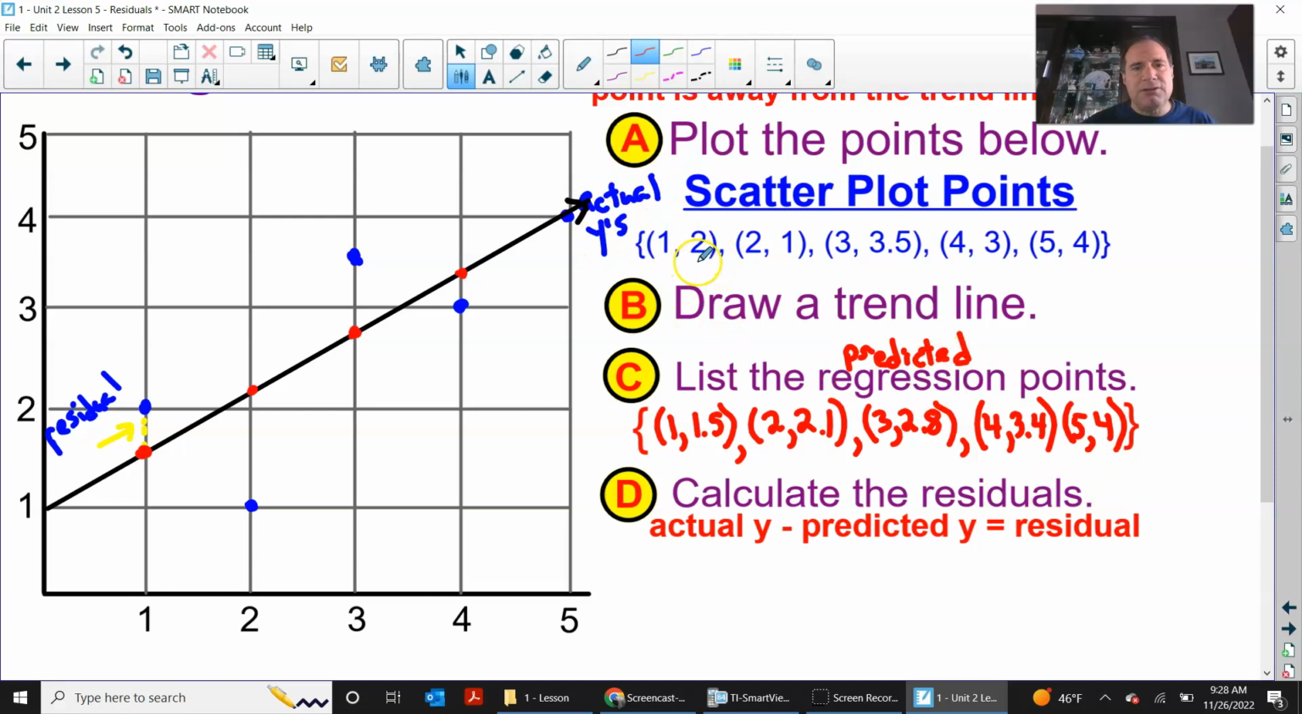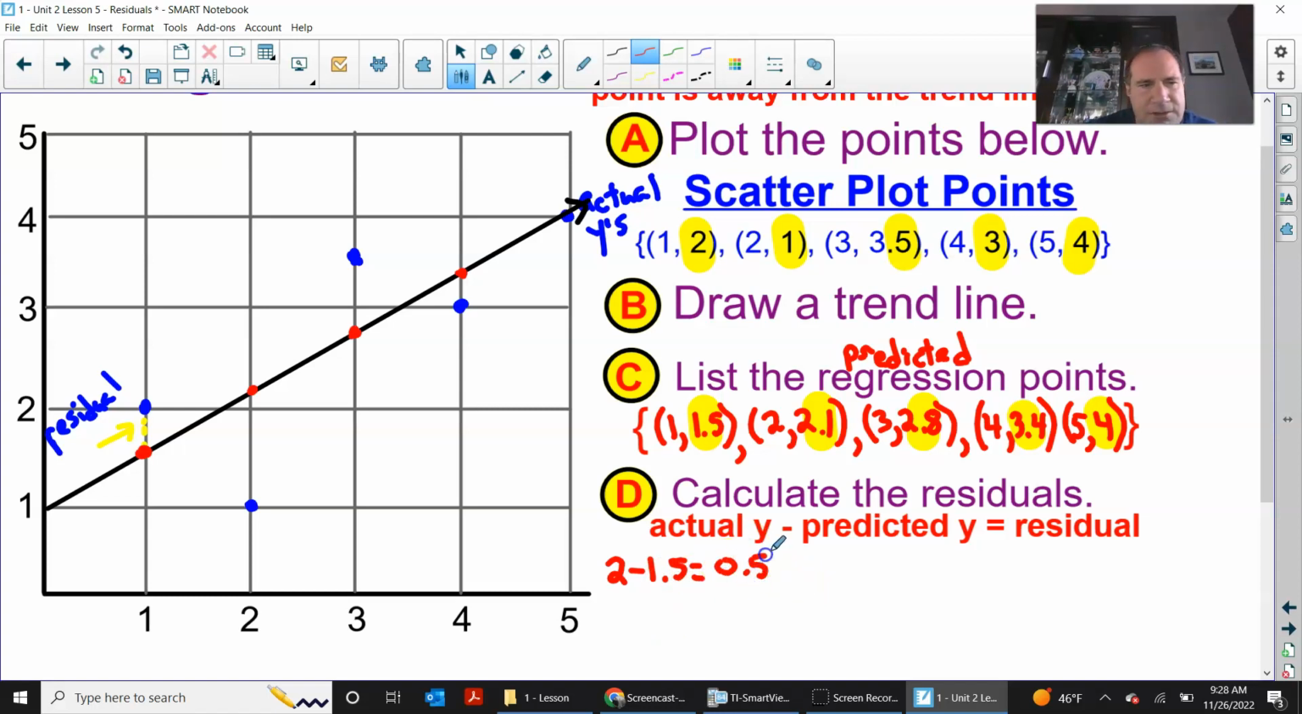Here are the actual y's. So I'm going to put the highlight on. I'm focusing on the actuals, the actuals, the actuals. Then I'm going to focus on the predicted y's. So you really don't have to look at the scatter plot from here on in. We're going to take the actual y, which is 2, and subtract 1.5 from it. So we have 0.5.